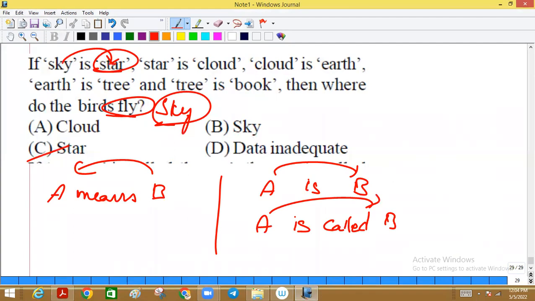One is called, the other one is means. Means is forward, called is reverse. These two things you have to keep in mind. Again, these are very important. Definitely, if you are preparing for the SI exam, or even UPSC, there was a question in the 2016 or 2017 CSAT. Not exactly this one, but the same pattern.